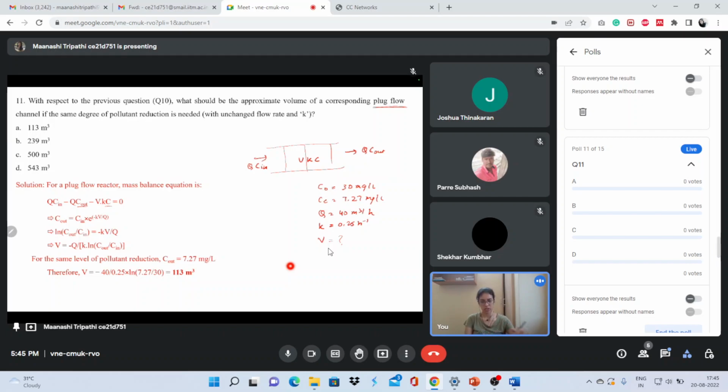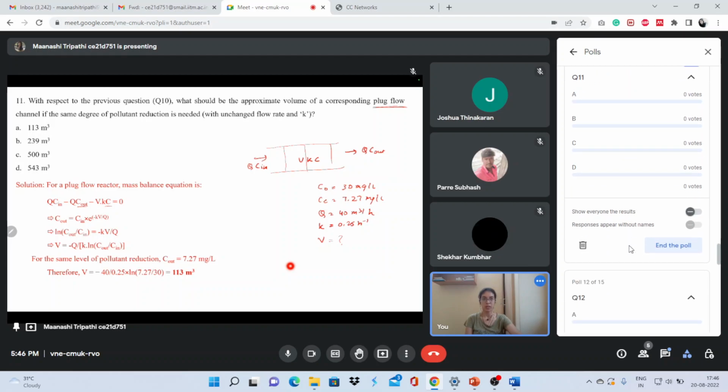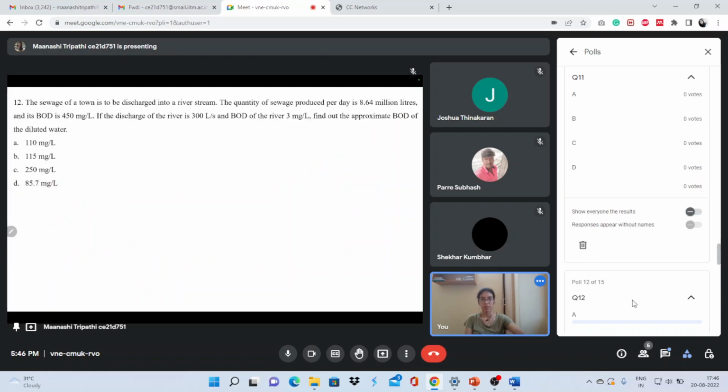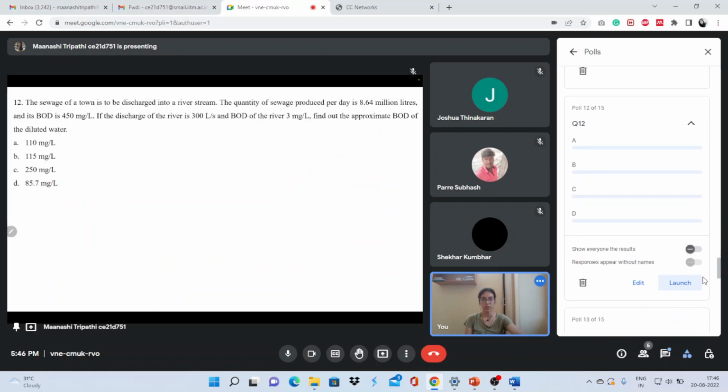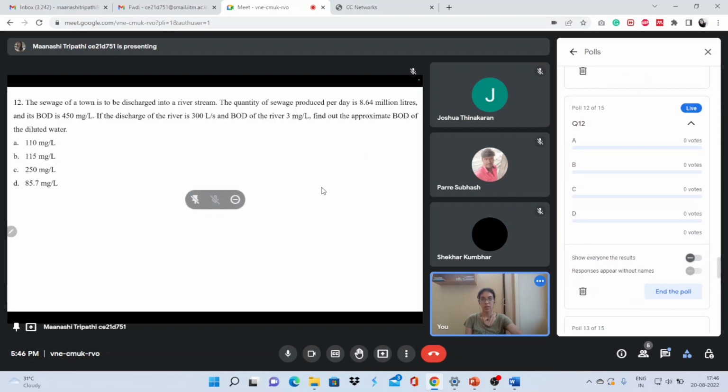I will share this PDF with you so that you can solve it at your own speed and check if the answers are right or not. If there is any discrepancy, you please let me know. We'll see. So this is the next question, and these are the polls for question number 12.